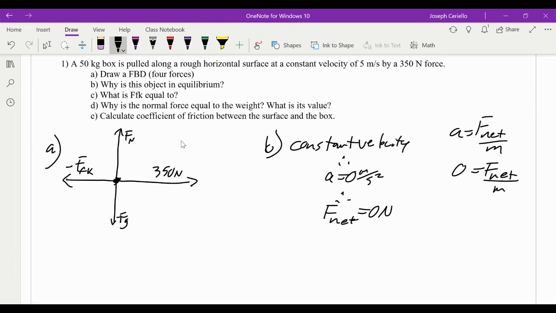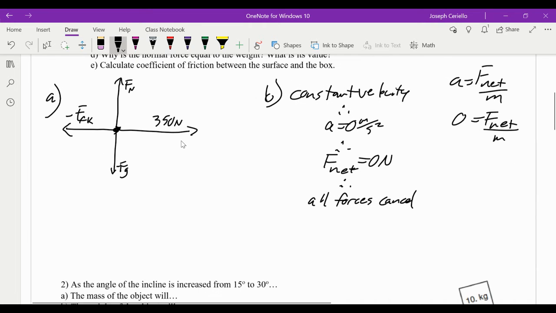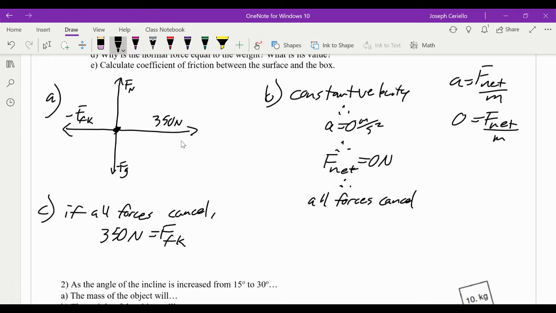So the net force equaling 0 is another point here. All forces cancel. This actually helps you out with C now. If all forces cancel, 350 newtons has to be equal to the force of friction. 350 forward, 350 backwards. Don't get caught up with the positive and negative right now. Just understand that the force of friction is pointing the other way.